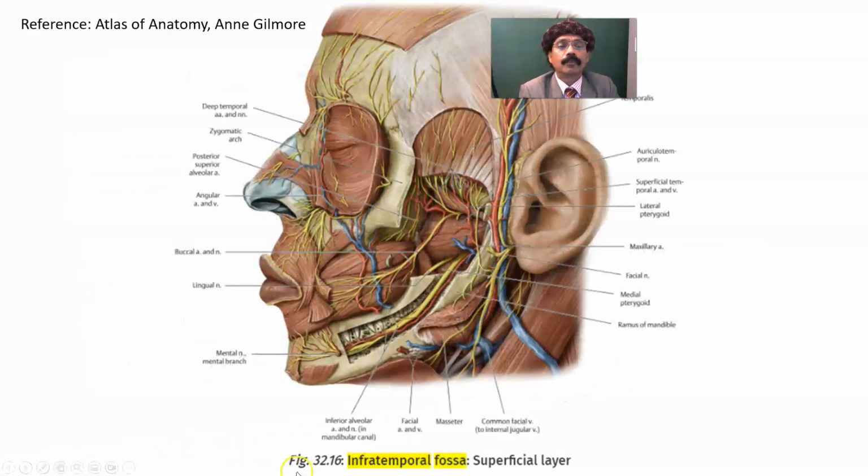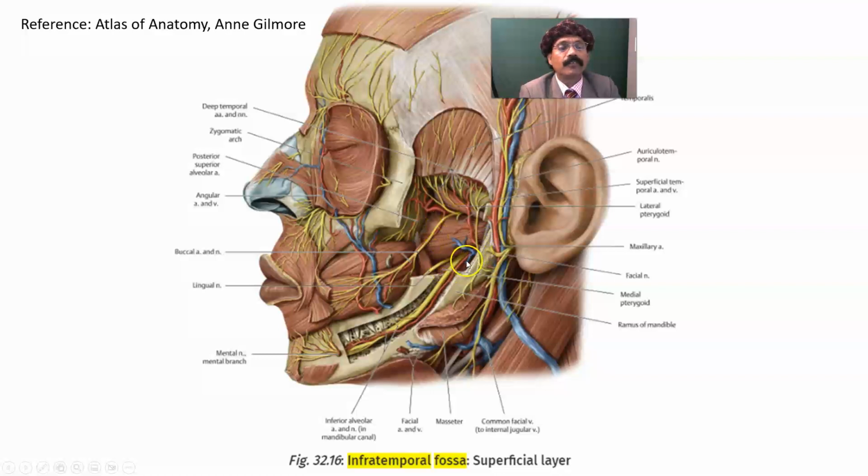Okay, so we got the boundary. Contents, we'll get the nerve. The most important nerve is the mandibular nerve. Okay, mandibular nerve, and also we'll get the posterior superior alveolar nerve, and we'll get some branches of the facial nerve and the otic ganglion, the lesser petrosal nerve.